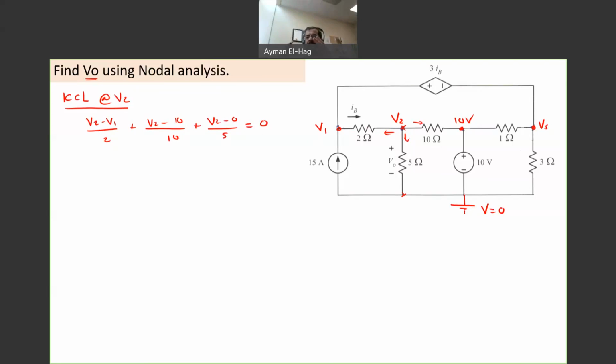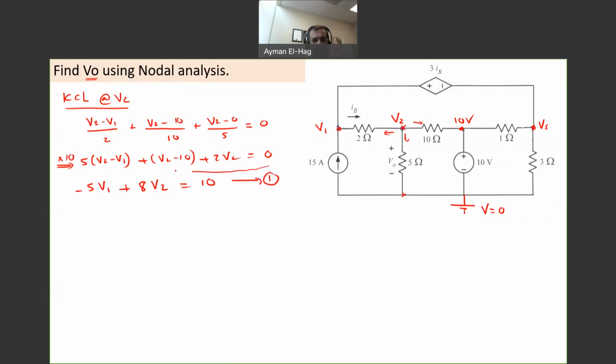Perfect. Now I want to simplify the equation, just multiply by the least common denominator. So I will multiply by 10. So we will have here 5 times (V2 minus V1) plus (V2 minus 10) plus 2V2 equal to 0. Let me collect terms. So we'll have minus 5V1 plus 5V2, plus V2, plus 2V2, which is 8V2, and this will equal 10. So this is my first equation, in terms of V1 and V2. Perfect.